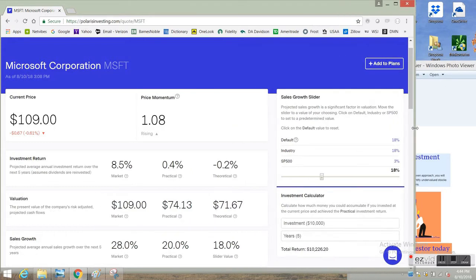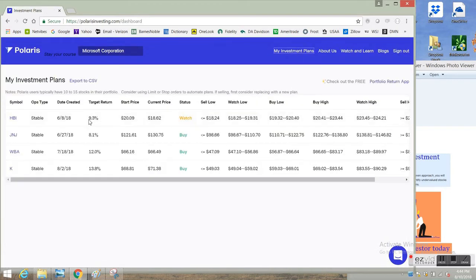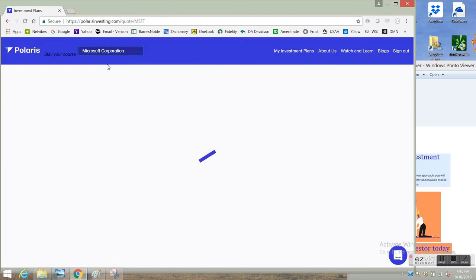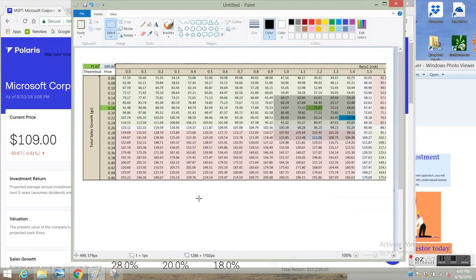In fact, if you look at some investment plans that I have, the target return is the practical investment return, which is based on the practical value that the Polaris website calculates for you. So the question is, how does the practical valuation get created from the theoretical valuation? So that's what we're going to be briefly discussing. Here's a busy looking chart. I won't be going through much of it, just some general overview.